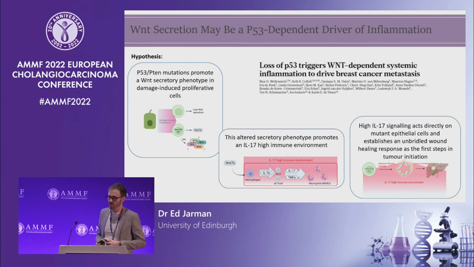And so what we suspect is that this high interleukin-17 signaling might be acting directly on these mutant epithelial cells, because we're seeing transcriptional signatures pertaining to interleukin-17 within these tumor cells, to establish an unbridled wound healing response, because interleukin-17 signaling is extremely important in wound healing and regeneration at mucosal barriers. So we think these might be the first pathways that these cells are perturbing in response to tumor suppressor loss.